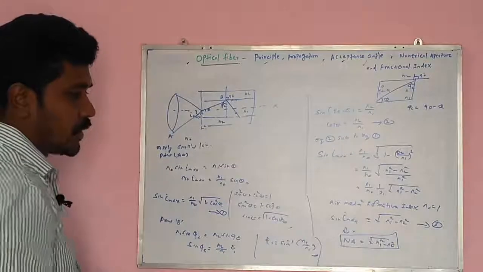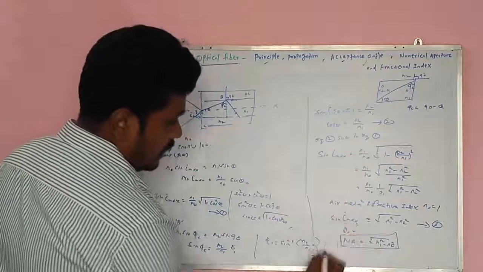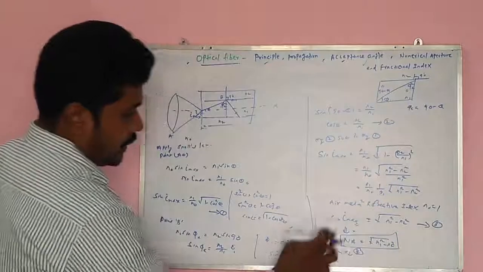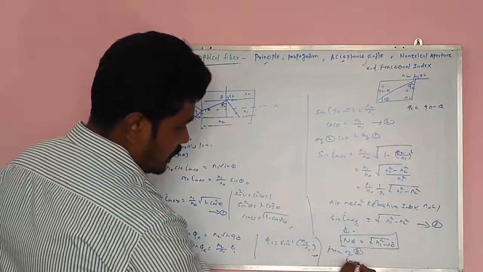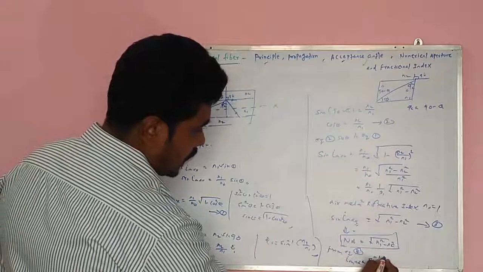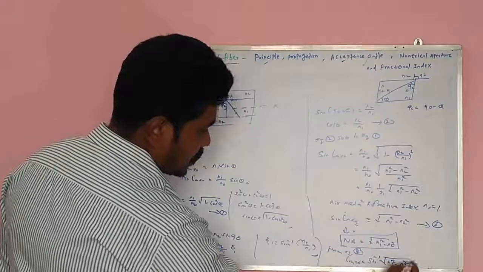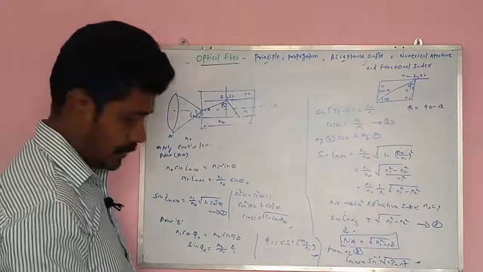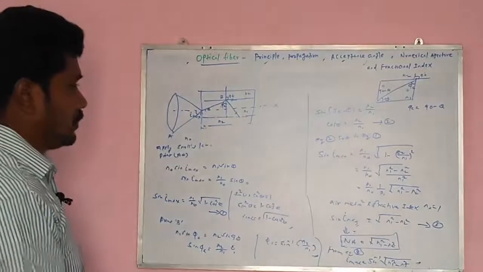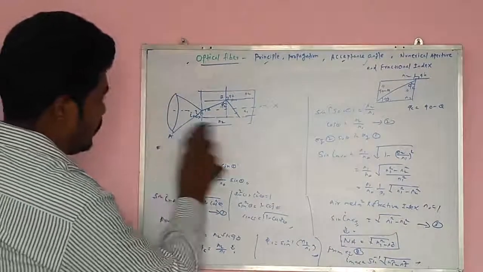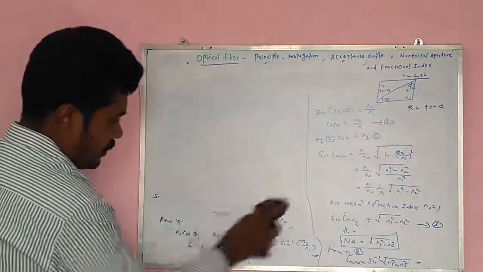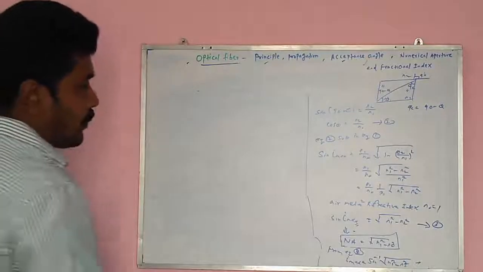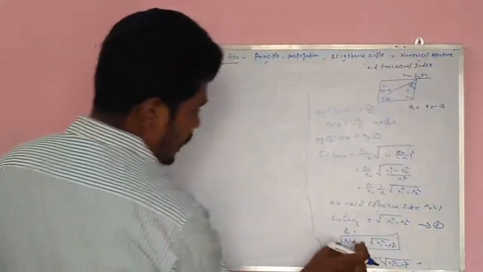Next, we find the acceptance angle value. From equation 3, this is the value for the acceptance angle. So i max is equal to sine inverse of the numerical aperture, which is root of n1 squared minus n2 squared. This is the value for the acceptance angle. Next, we go to the fractional index.